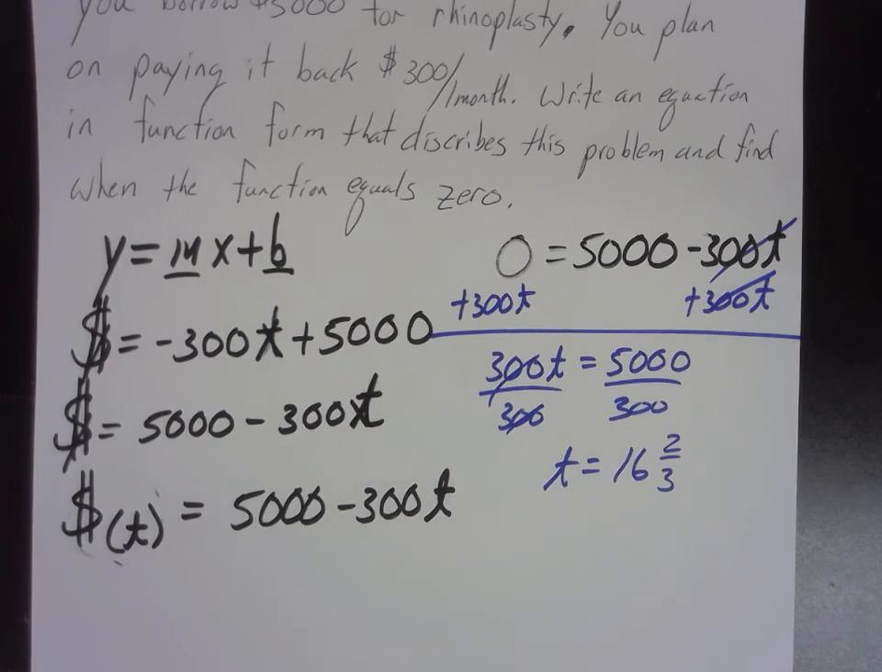So after you pay 16 months, then that last month you're actually not going to have to pay $300. You're only going to have to pay 2/3 of that. What is 2/3 of $300? 200, yeah. So on that, after 16 months, on the 17th month, you're only going to have to pay $200 to have it paid off. Okay? $300 a month, that's not bad money-wise.